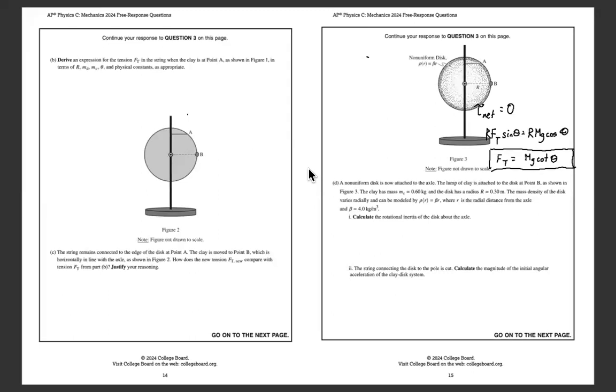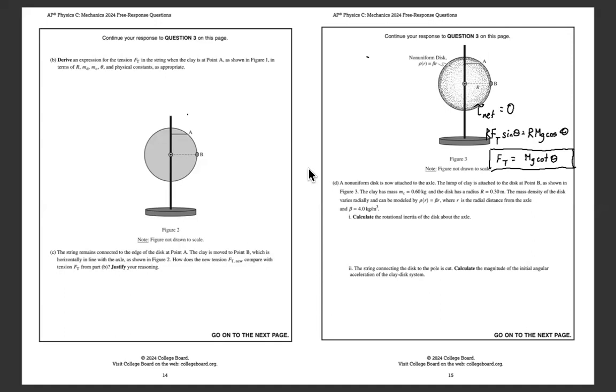So now you actually move the clay, and the question is, how does the new tension change? Why is there still a string at point A? What's it even holding? I guess it's holding the disk in place then? This is so weird.